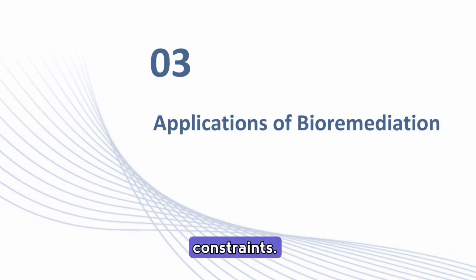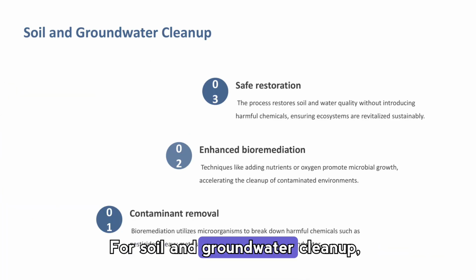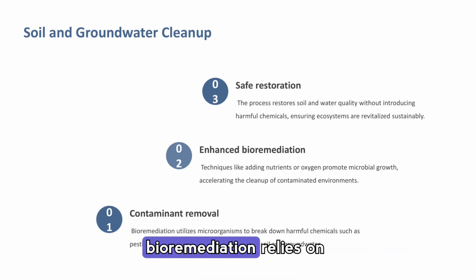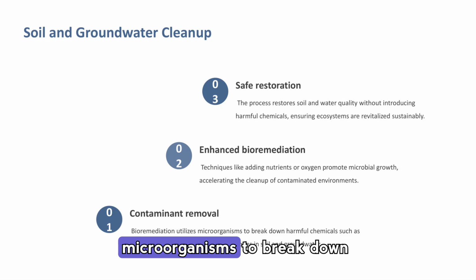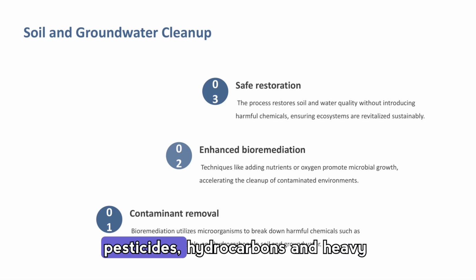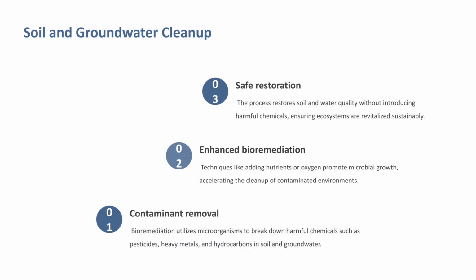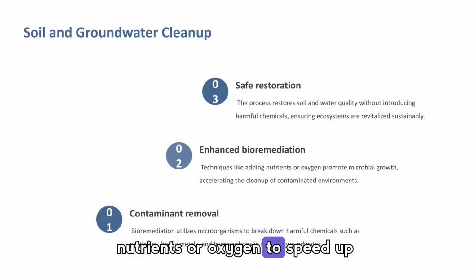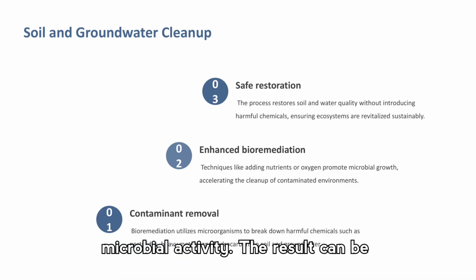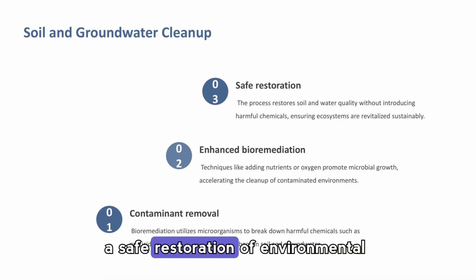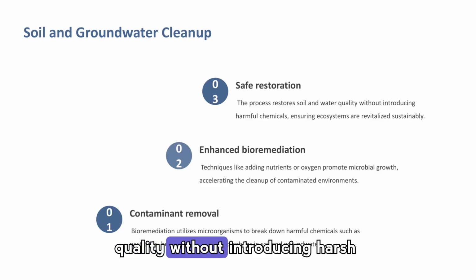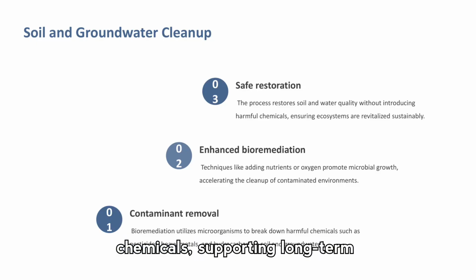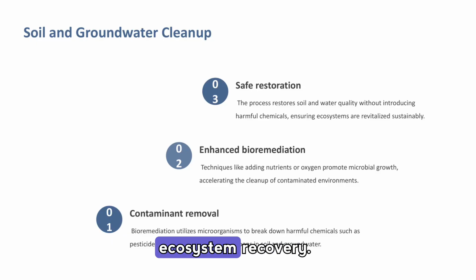For soil and groundwater cleanup, bioremediation relies on microorganisms to break down pesticides, hydrocarbons, and heavy metals, often enhanced by adding nutrients or oxygen to speed up microbial activity. The result can be a safe restoration of environmental quality without introducing harsh chemicals, supporting long-term ecosystem recovery.